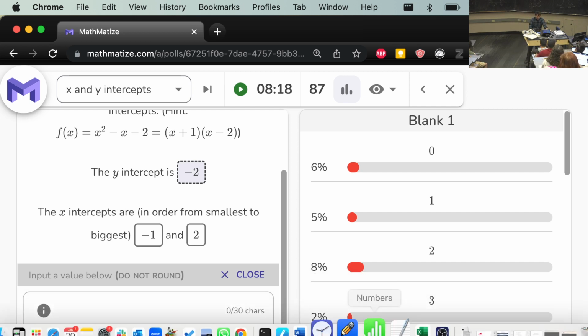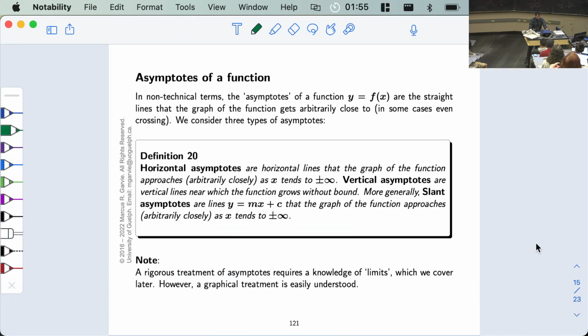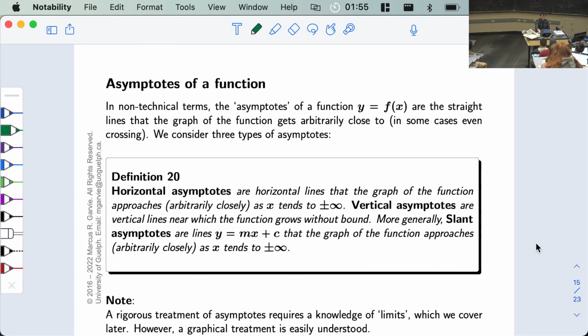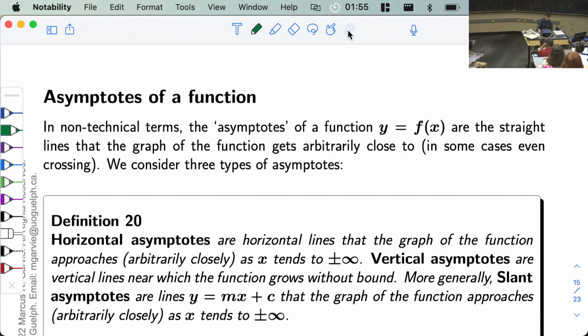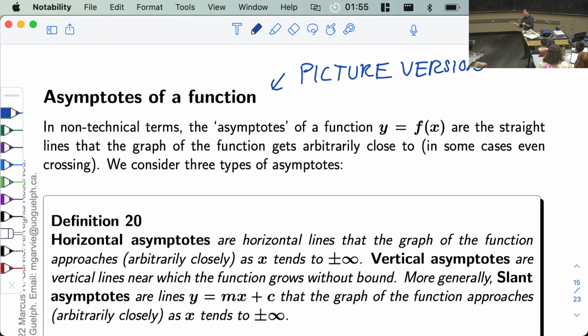Okay, let's move on to the next thing, which is asymptotes. In this section, we're doing the non-technical version. In non-technical terms, today we're doing the picture version of asymptotes. Later on in the course, we're going to do a more algebraic, more exactly correct version of asymptotes. So this is the warm-up. What does asymptote mean? The asymptotes of a function are the straight lines that the graph of the function gets arbitrarily close to. This is the super secret keyword for this section: arbitrarily close to.